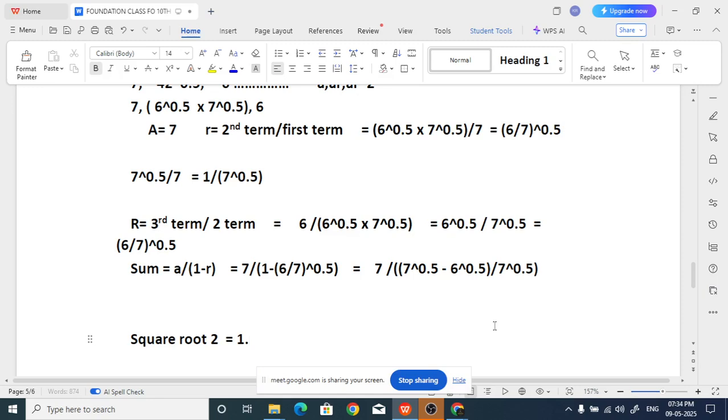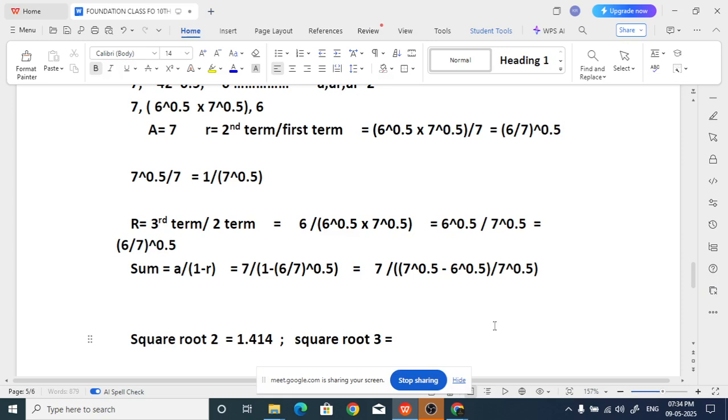Sir, 1.414. Square root of 2 into square root of 2 is equal to 2. So square root of 2 is 1.414. Have you studied or not? In the school, have you studied these values? Rakshan, did you study square root of 2 equal to 1.414 in your school? Yes, sir. Then all of you must have studied, because this boy is 9th standard.